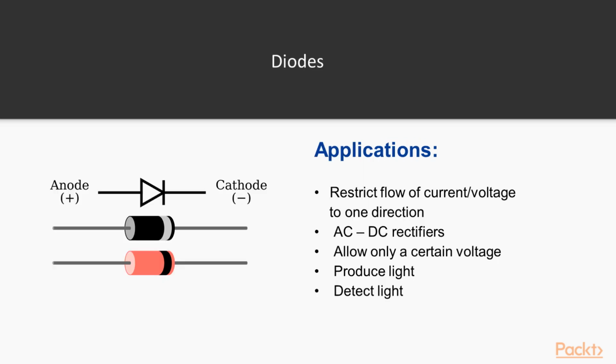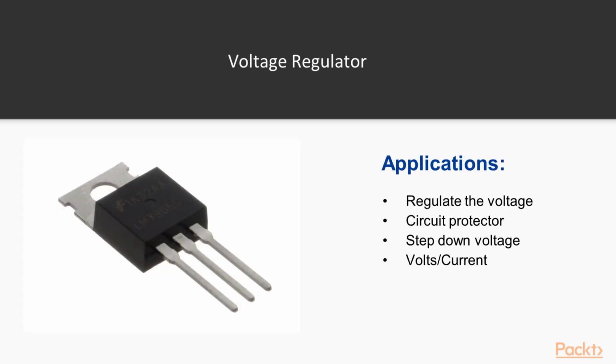Power diodes are heavily used to restrict the flow of current. They're used majorly in the AC to DC conversion as rectifiers. Zener diodes are used only to allow a certain voltage, so they're used as voltage regulators. LED is used to produce light, and photodiode is used to detect light and also plays a major role in the solar generation.